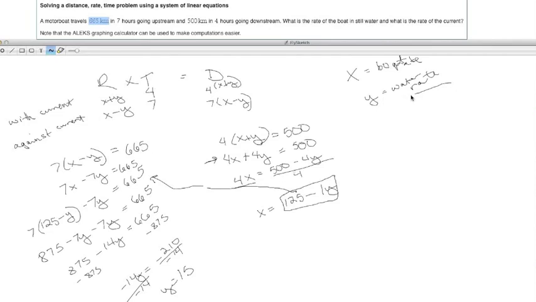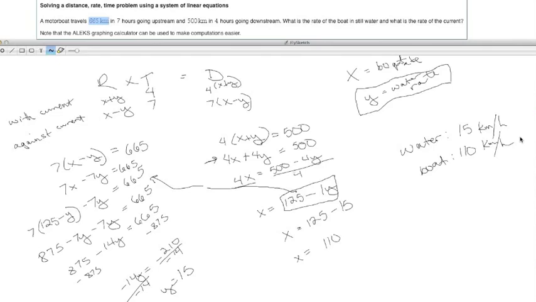And if we look back at the notes we made over here, y is the rate of the water. So now we know that the water is going 15 kilometers per hour. And we can plug that into one of our other equations to find out how fast the boat is going. This equation is nice and simple, so let's plug it in here. x equals 125 minus y, which is 15. 125 minus 15 is 110. So that means the boat is going 110 kilometers per hour. Now remember, this is kilometers per hour, not miles per hour, so these numbers are actually reasonable. All right, that's it.